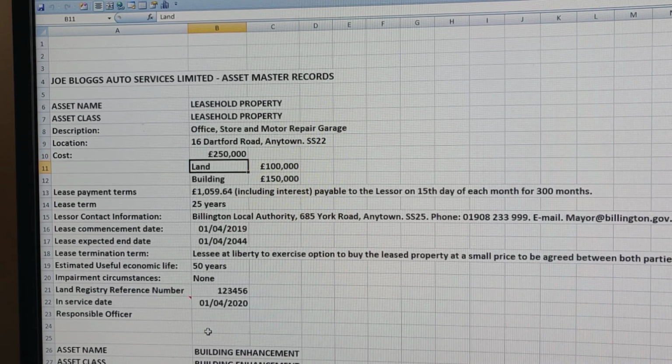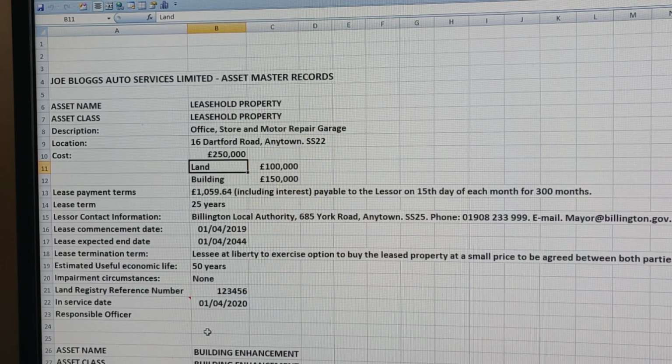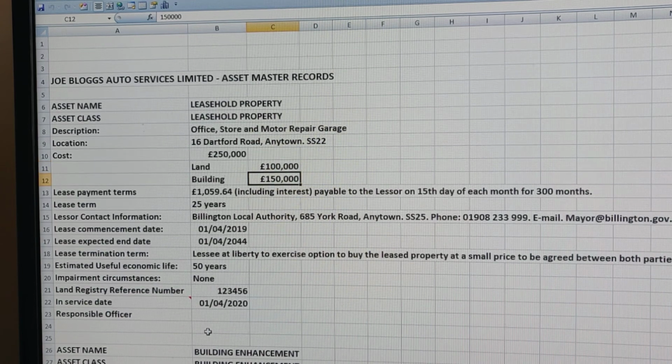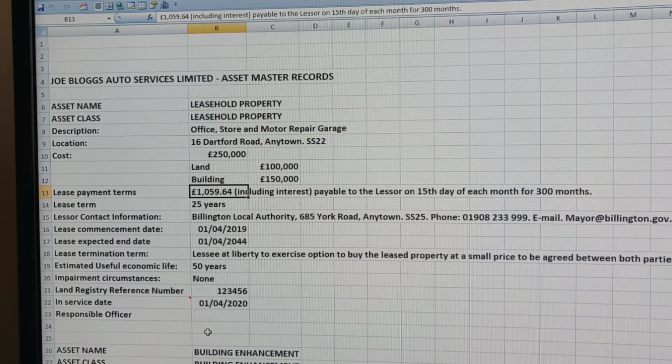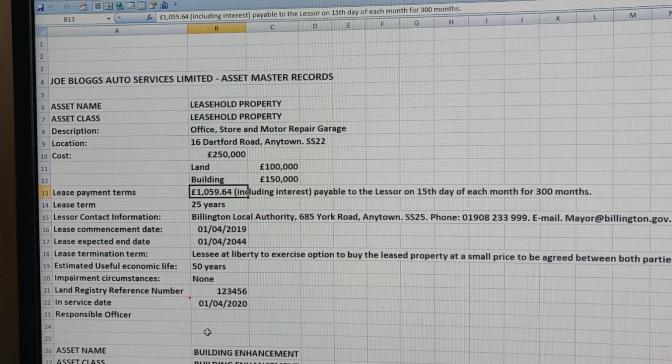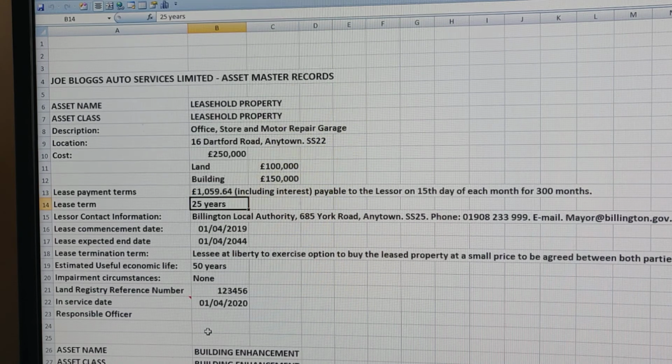Now, in the case of the land and building for Joe Blocks Auto Services Limited, the total cost is £250,000. But for ease of depreciation calculation, I have split that cost into a land element and a building element. The land element is £100,000. The building element is £250,000. Now, because it's an item that you have acquired through a finance lease, the payment terms are also stated, and the date on which the payment will be made to the lessor, which is the 15th day of the month, is clearly stated. The length of the lease term is 25 years.